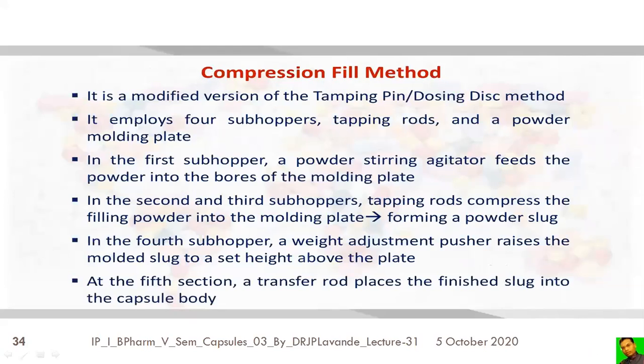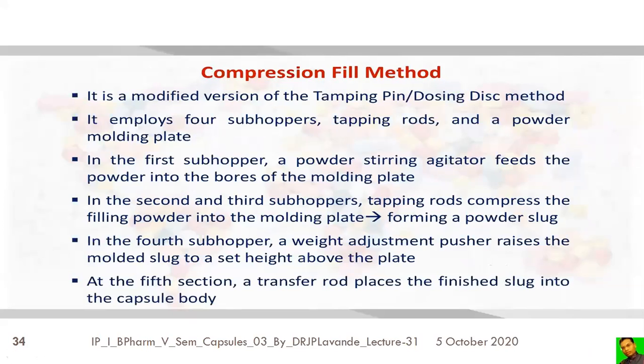Next is the compression fill method. It is a modified version of the tamping pin and dosing disc method. It employs 4 subhoppers, tamping rods, and a powder molding plate. In the first subhopper, a powder stirring agitator feeds the powder into the bores of the molding plate.